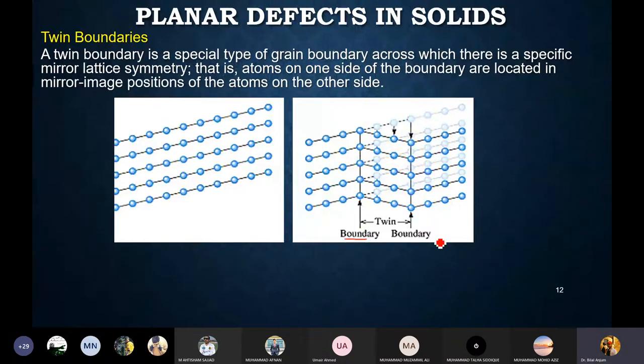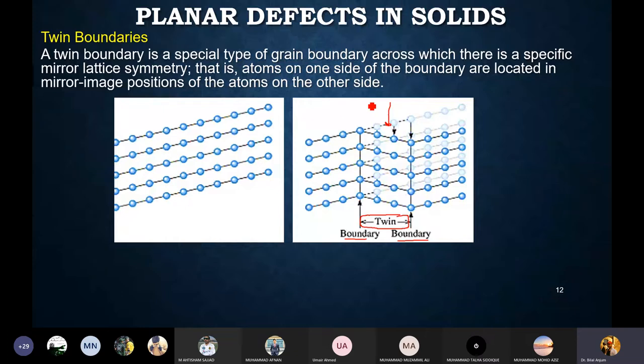This is one boundary and this is the other boundary. And across both the boundaries, there is a mirror image. A region between the two boundaries is basically known as a twin. All right. And this is a twin boundary. So this is also a kind of planar defect where the atoms have moved from their positions, creating a distortion in the lattice. And this movement is characterized in the form of a twin, which is basically a mirror image across the boundaries.